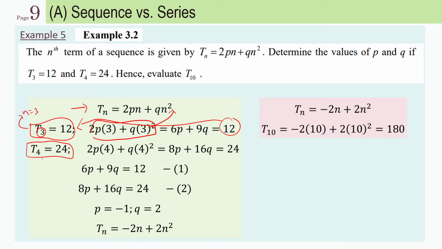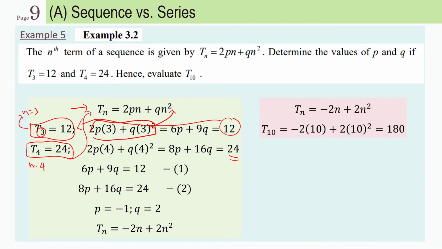Okay, so the second one, T4, is actually n equals 4. So I'm going to substitute 4 into my previous Tn. So it's 2p multiplied by 4, and then q multiplied by 4 squared. 4 times 2 is 8p plus 16q equals 24. 24 is the provided information.